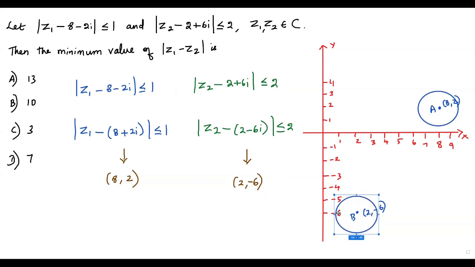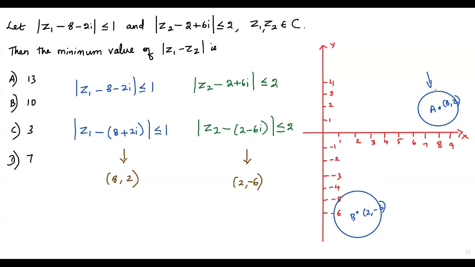Let me sketch a circle around the point (2, -6). Okay, let me do it. Now I've drawn two circles. One circle is drawn with center at this point (8, 2) and radius 1 unit. The other circle is drawn over here with center (2, -6) and radius 2 units.